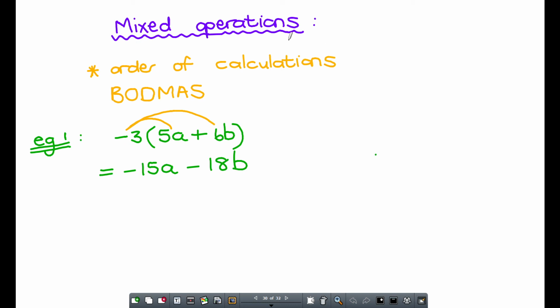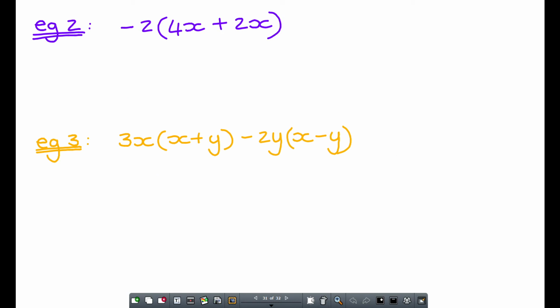Okay, so we said that when we have mixed operations, you've got to think of BODMAS and stick to those rules or that order of calculations. We have already done exercise 1. Let's look at exercise 2. Sorry, example 2.